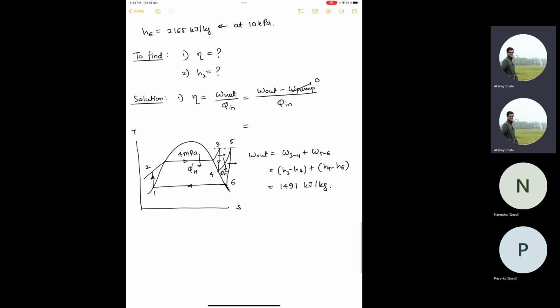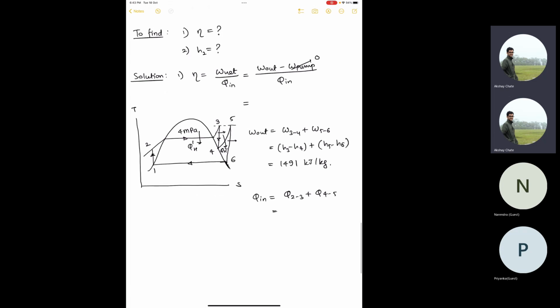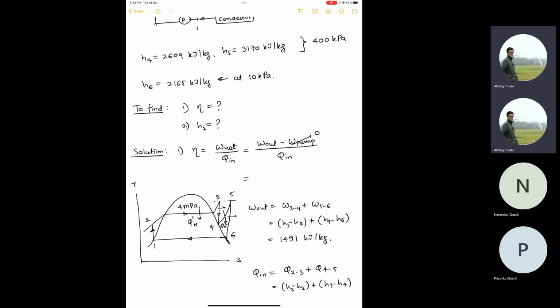Now the next question is, what is Q in? So that is, again, we have supplied it at two places. So Q 2 to 3 plus Q 4 to 5. Now what will be Q2 to 3? It will be H3 minus H2 plus H5 minus H4. Now the thing is, in this question H4 is directly given. So that complication has been taken care of in the given data itself.